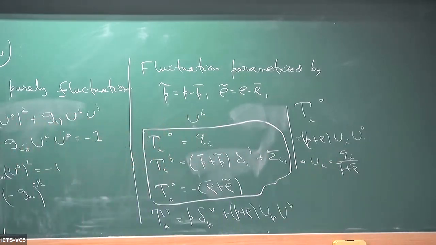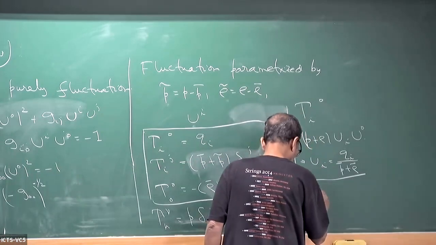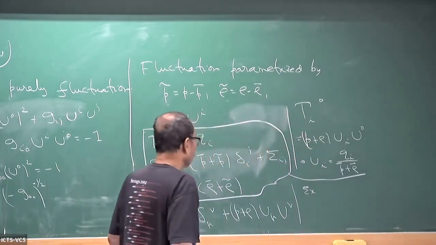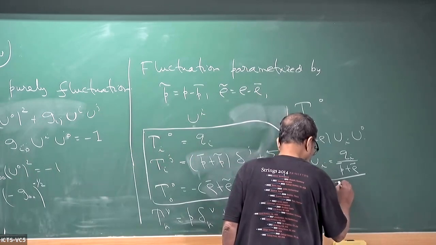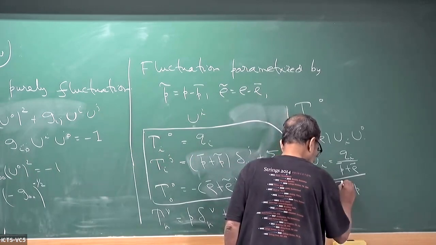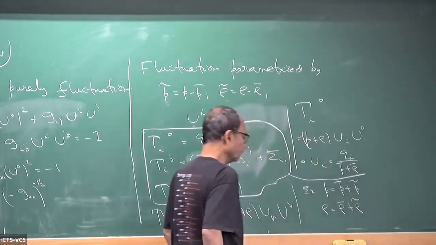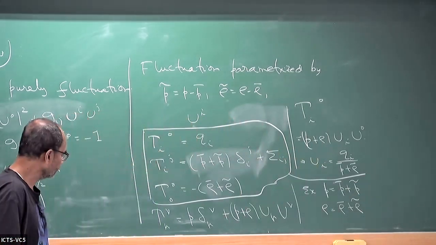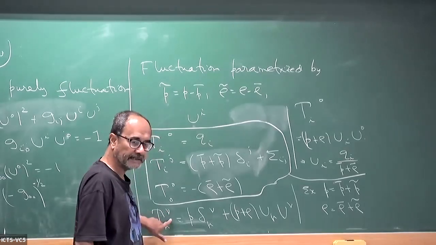U0 you have already identified. U0 has no independent degree of freedom, right? In terms of the earlier fluctuation you have identified, and then I'll leave it as an exercise. That P is P bar plus P tilde, and rho is rho bar plus rho tilde. Those you can get by comparing the other components, the T00 component and the Tij component, right?